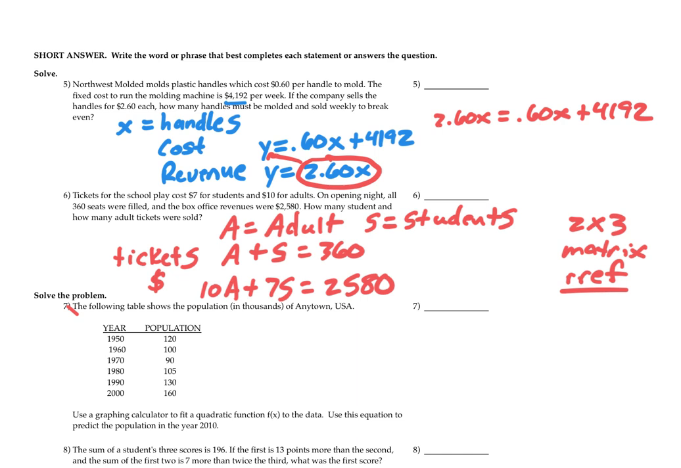Be careful on some of these. This one's asking me for both, how many student and how many adult tickets were sold. So it's asking me for both. In some cases, it may only ask you for one or the other. So just read the question carefully on what they're asking for.